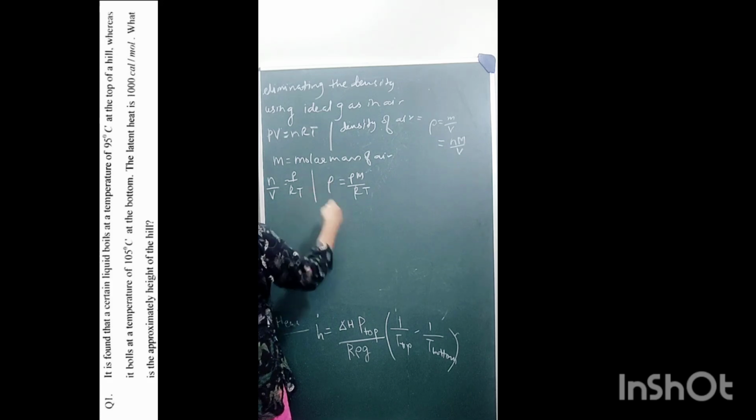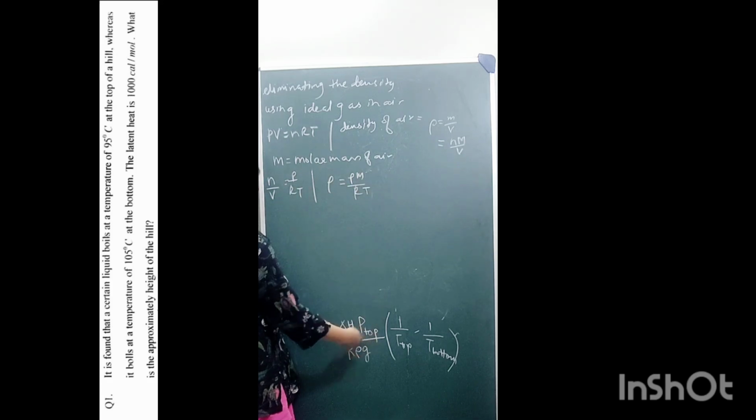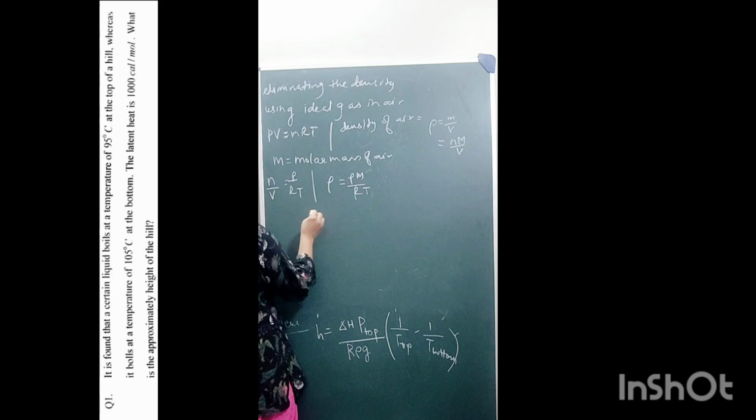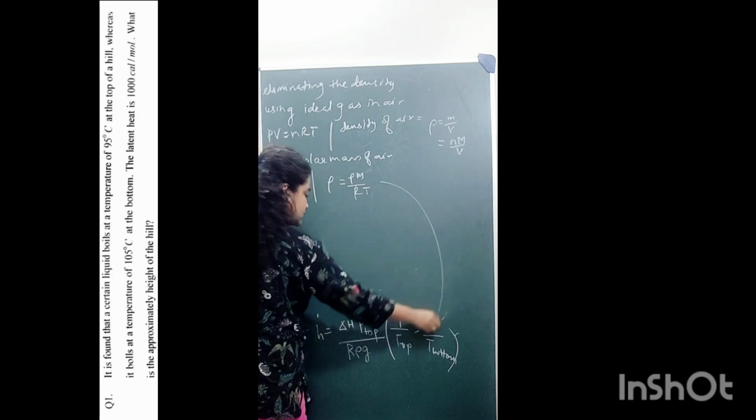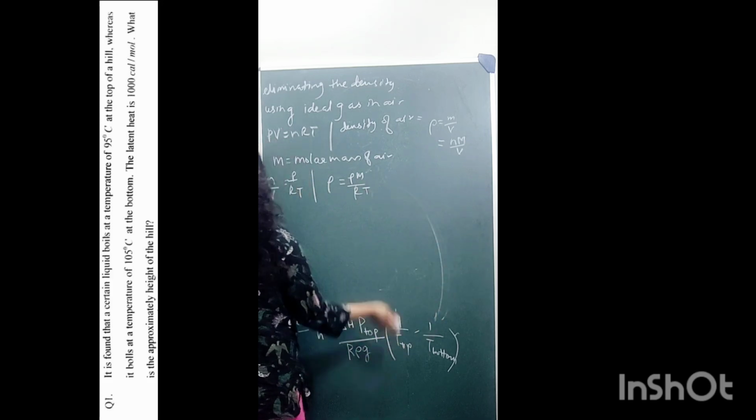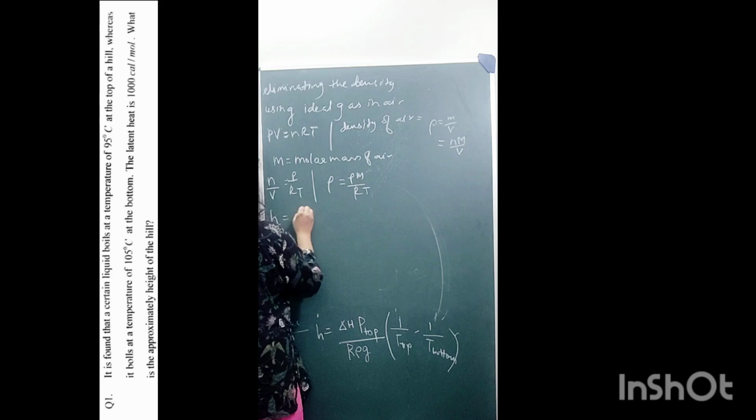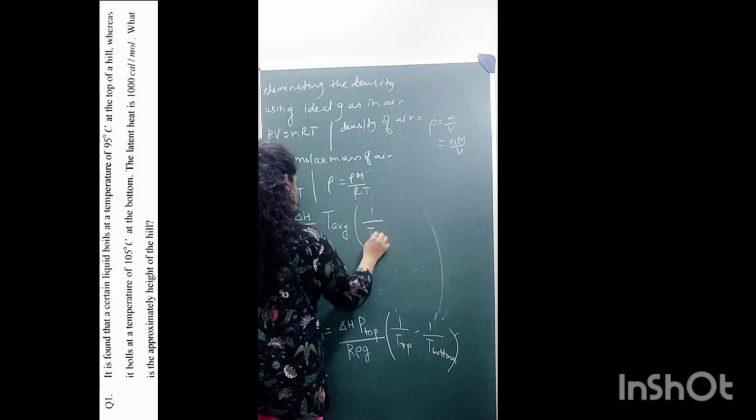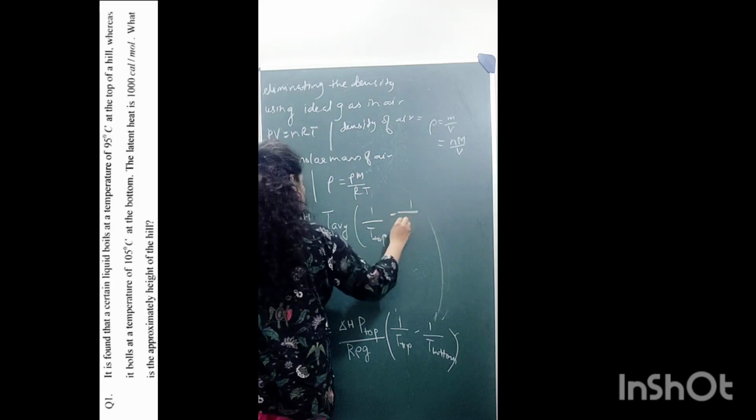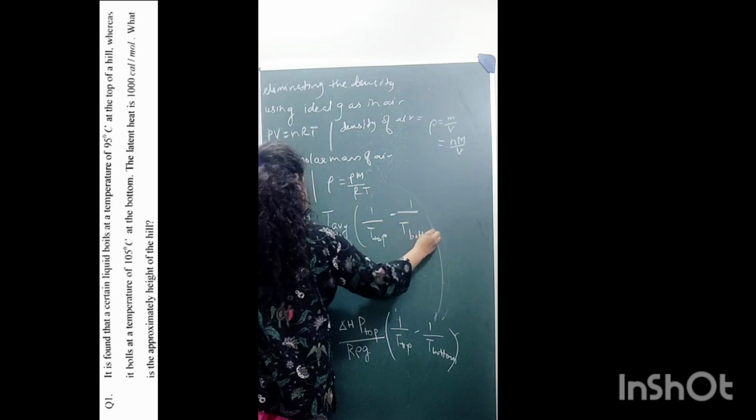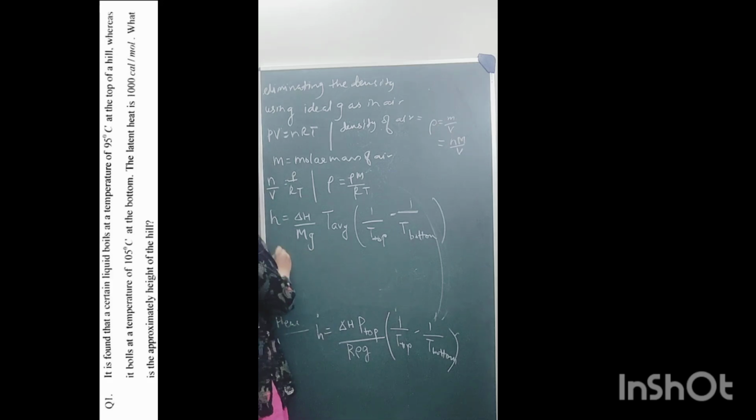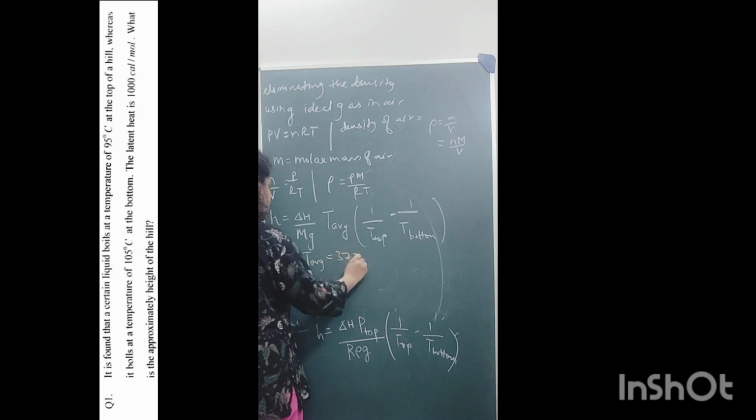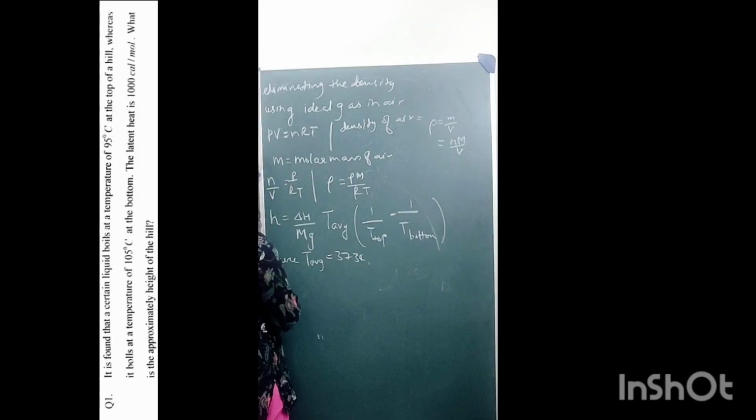Now substituting everything in the expression. Substituting this in this expression. So since I am using this over here, okay? So we get H is equal to delta H by Mg, and T average times 1 upon T top minus 1 upon T bottom, where my T average is equal to 373 Kelvin.